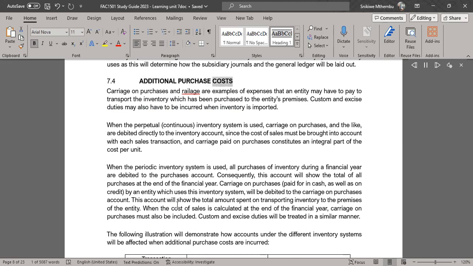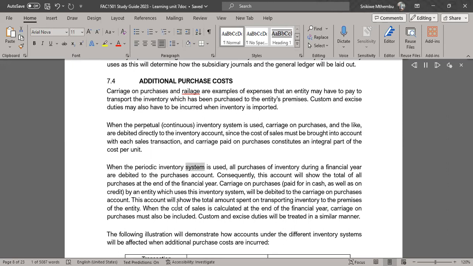7.4 Additional purchase costs. Carriage on purchases and railage are examples of expenses that an entity may have to pay to transport the inventory which has been purchased to the entity's premises. Custom and excise duties may also have to be incurred when inventory is imported. When the perpetual, continuous, inventory system is used, carriage on purchases, and the like, are debited directly to the inventory account, since the cost of sales must be brought into account with each sales transaction, and carriage paid on purchases constitutes an integral part of the cost per unit.